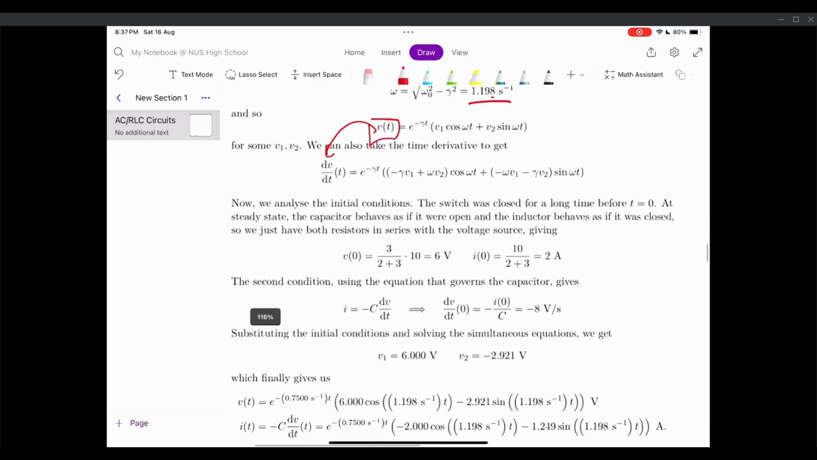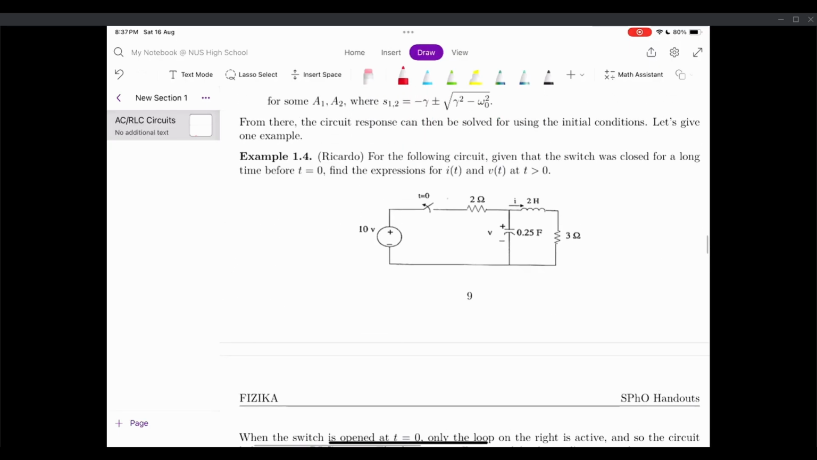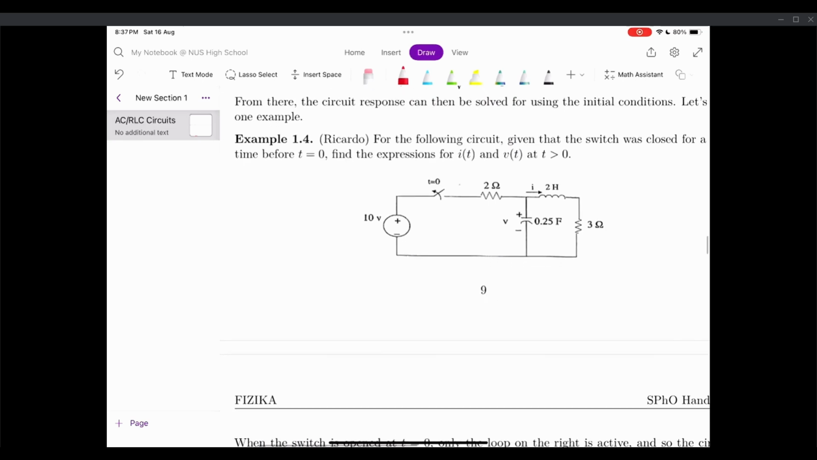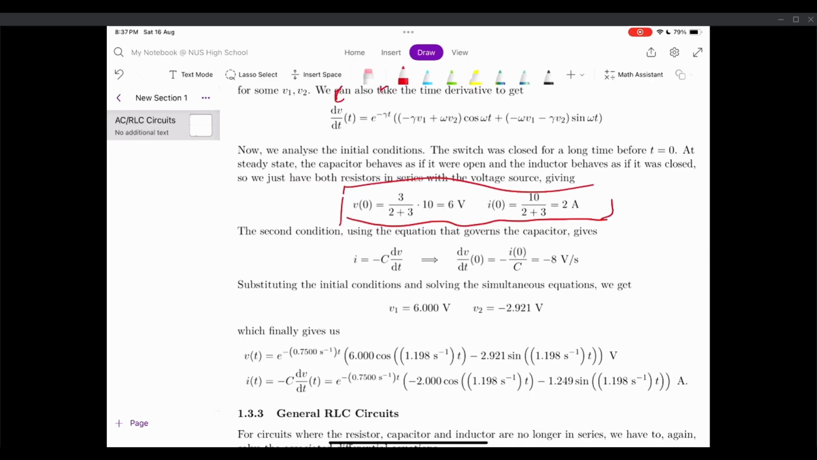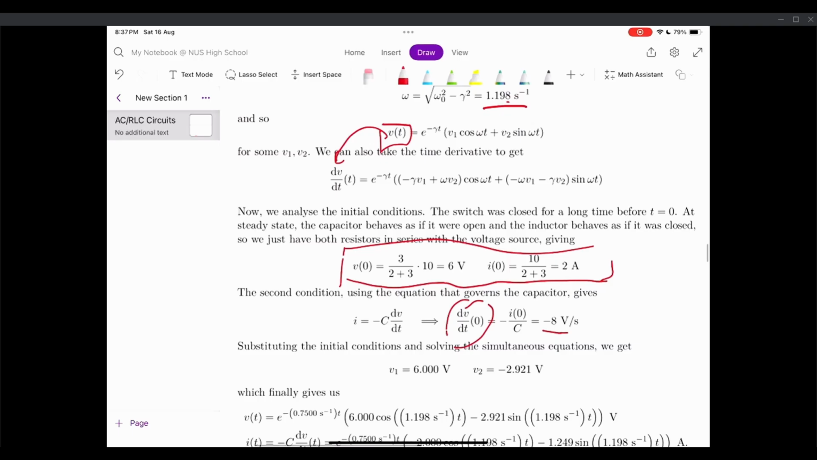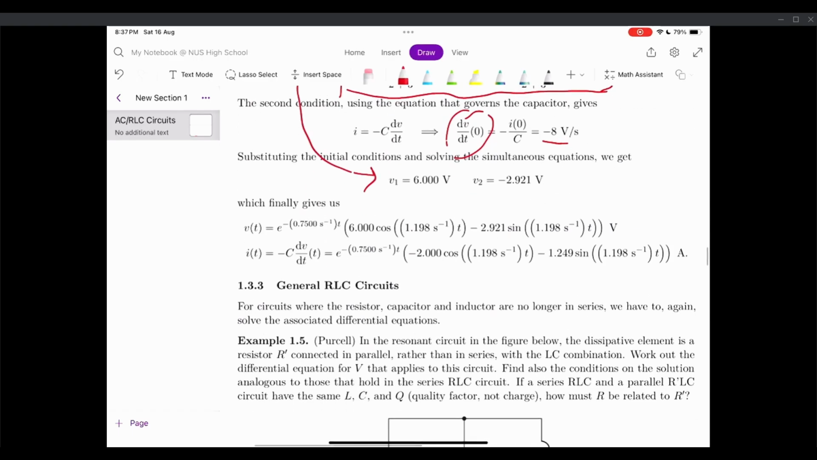So because of that, we can get these by just looking at the circuit. Because this behaves as an open circuit, you can basically ignore it. And this behaves as a closed wire, so you can basically join it. And from there, you can get these equations. Your second equation gives you dv/dt at 0, which is this. And from there, you can plug them into this to get that. And you can finally solve for your quantities here.